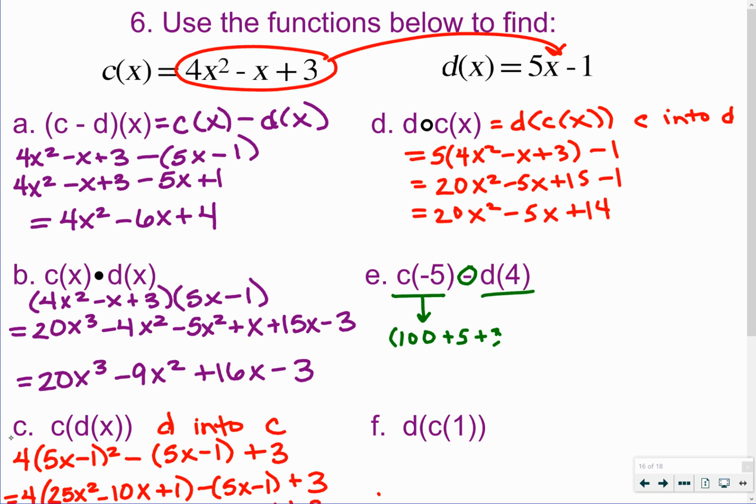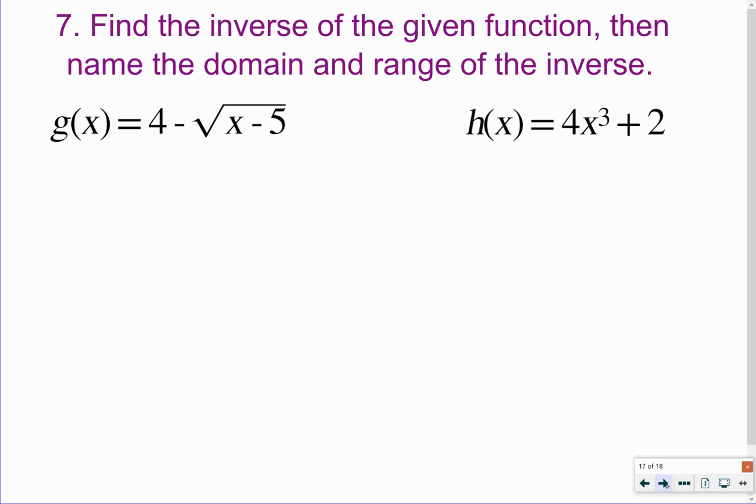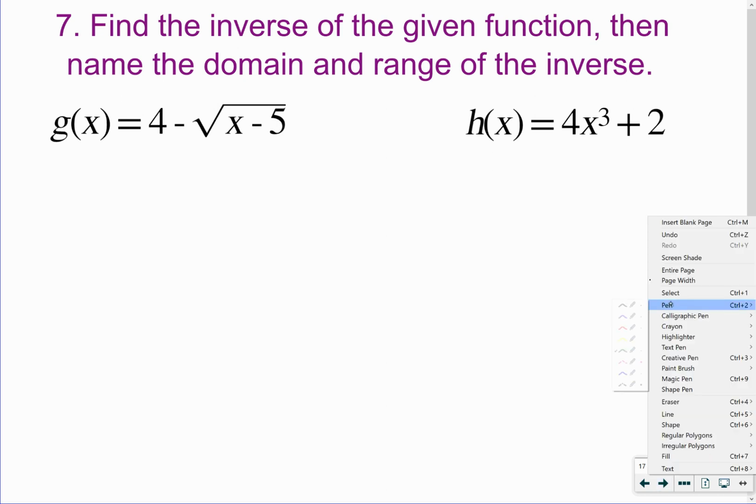No? Okay. All right. Number 7, find the inverse of the given function, then name the domain and the range of the inverse. Is my computer going to work now? We're going to find out. If not, we'll go back to the board.